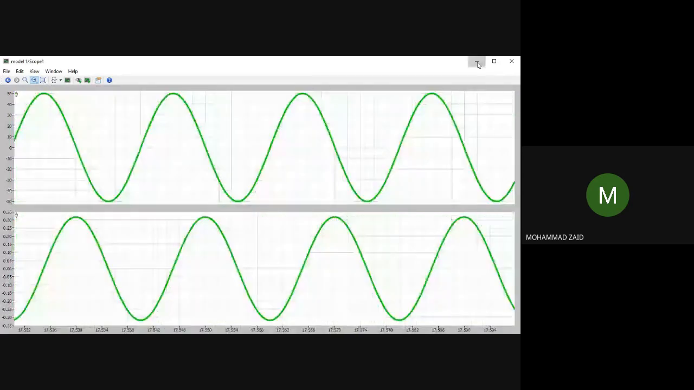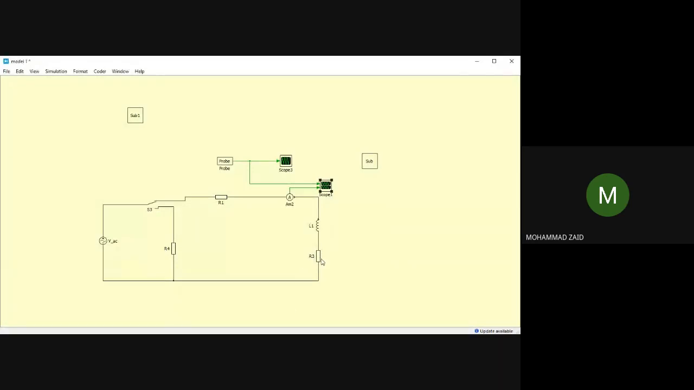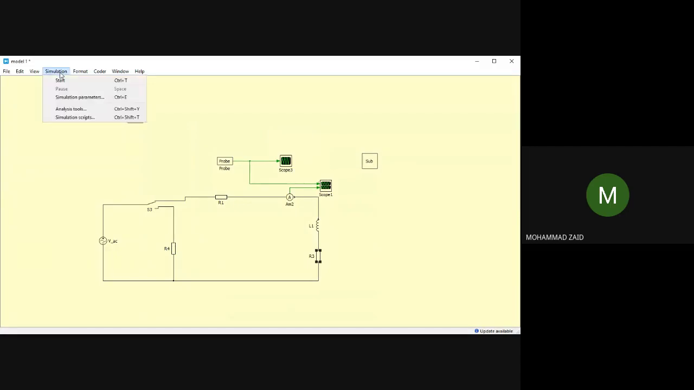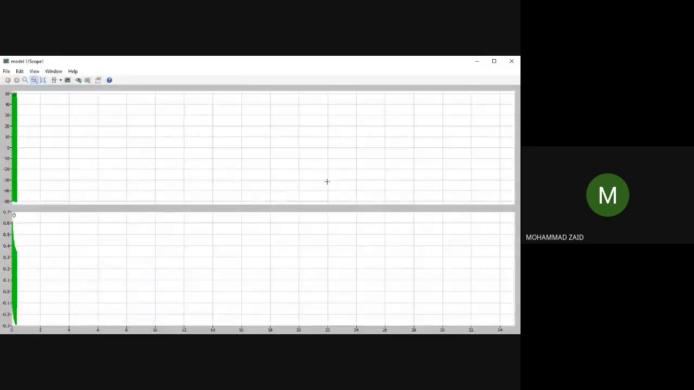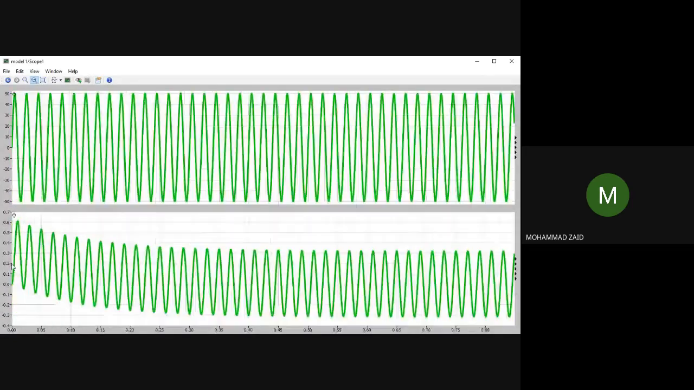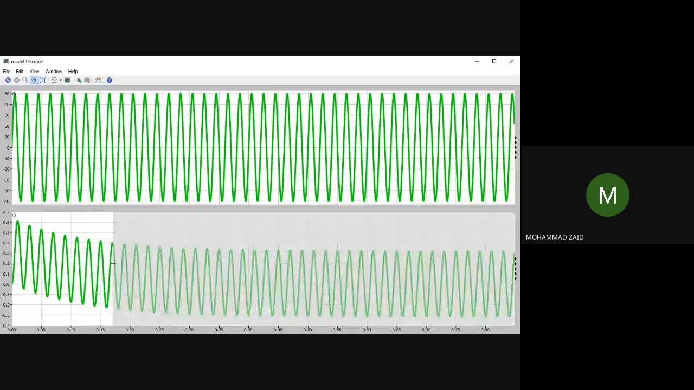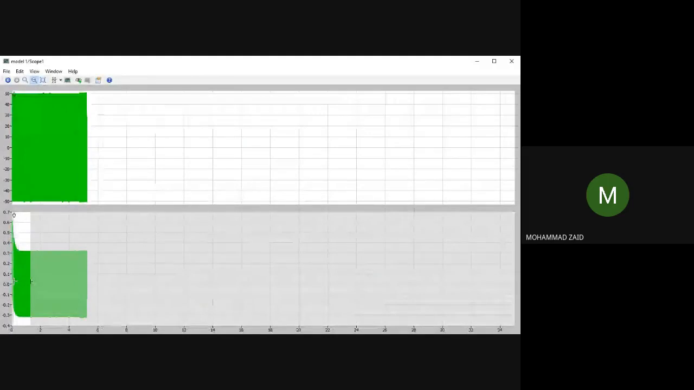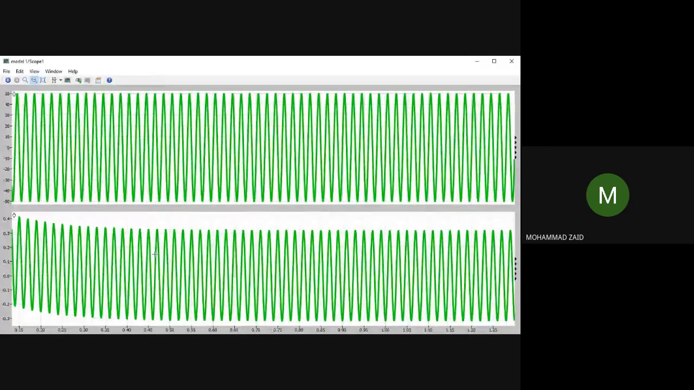Let me change the value of R and see if there is some change. I have taken only a very small resistance, so let me take some value of resistance, for example 2 ohm, and simulate it again. Now it becomes an RL circuit; earlier it was nearly an L circuit. As you can see, I have increased the value of R, so the transient period has decreased further. The system has reached the steady state value very quickly.